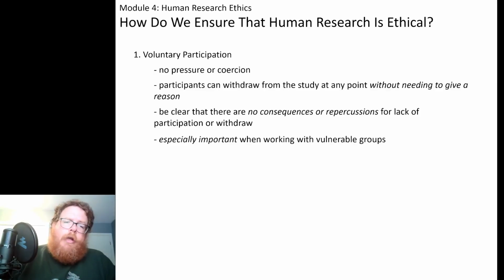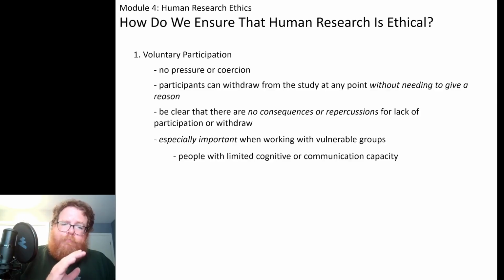It's also important for us to recognize that the idea of voluntary participation is especially important when we're working with vulnerable groups, right? Because vulnerable groups, by definition, are groups of people who may feel pressured or coerced more easily than other groups. Okay. And so, who is a vulnerable group? Who do we have to be especially thinking about here? Well, we have to think about people with limited cognitive or communication capacity, right? We don't want someone who has limited cognitive understanding to join a study simply because they didn't actually understand what they were getting themselves into.